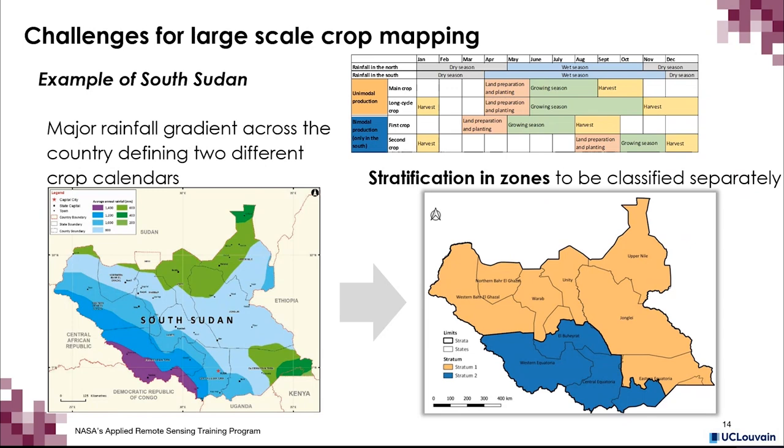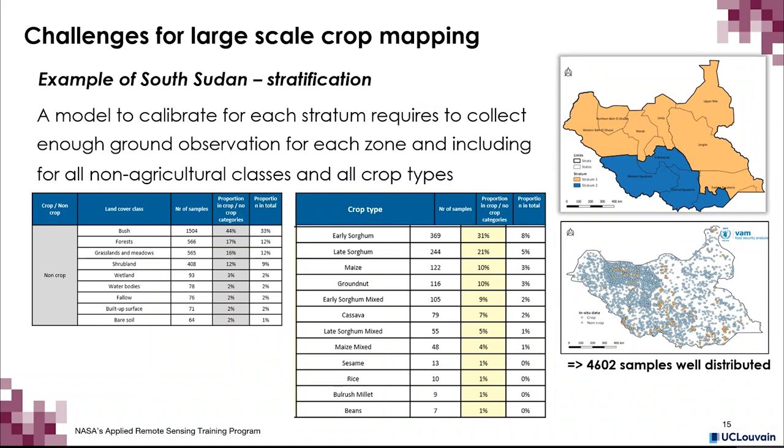In this case, two zones have been defined according to the agroclimatic gradients and the administrative regions. These two zones are displayed here and will be classified completely separately. Of course, when we proceed by stratification, we will have to calibrate a specific model for each stratum. This will require collecting enough ground observations for each zone, not only for the crop type, but also for all the non-agricultural classes.